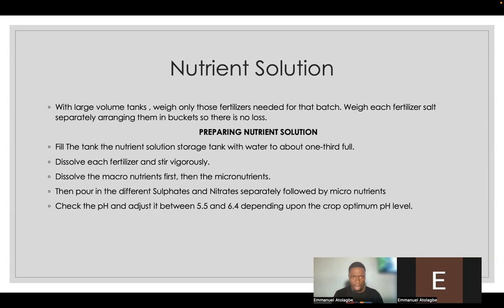So in preparing nutrient solution, some of the bullet points are as follows. Fill the nutrient solution tank with water to about 1/3 full. Dissolve the fertilizer and stir vigorously. Dissolve the macronutrients first, then the micronutrients. This is necessary because you don't want some binding effects to occur. Then pour in separately the sulfates and nitrates. Again, you don't want binding effects on your plants. After that, you then pour your micronutrients.